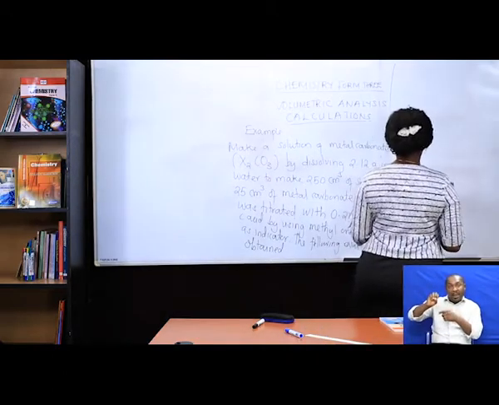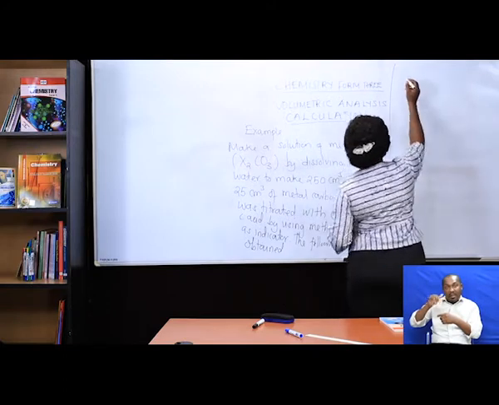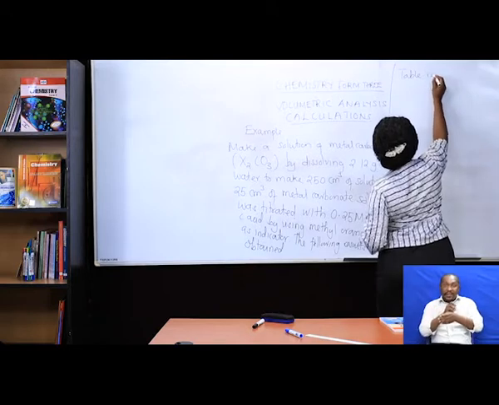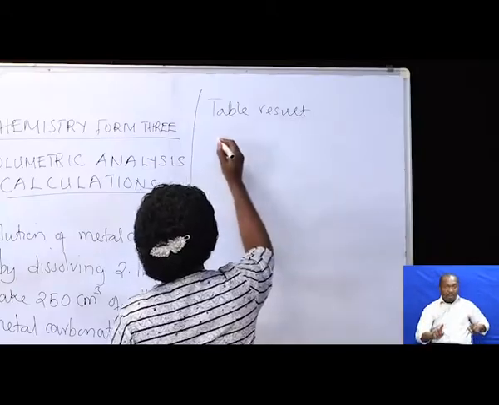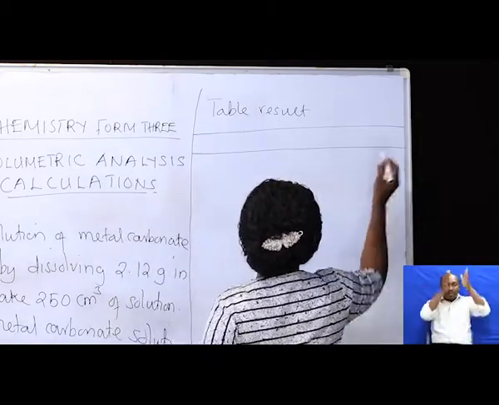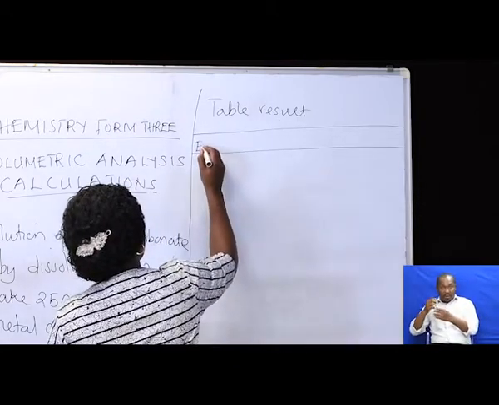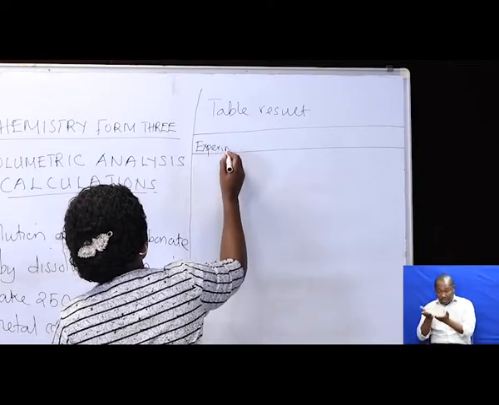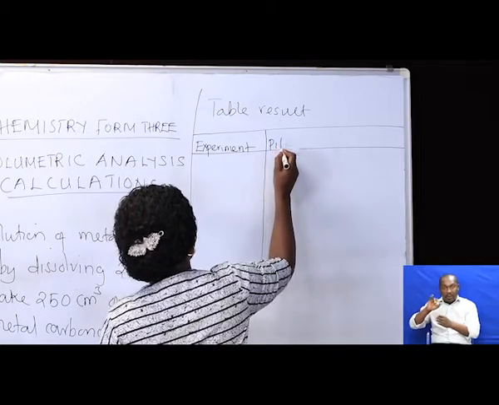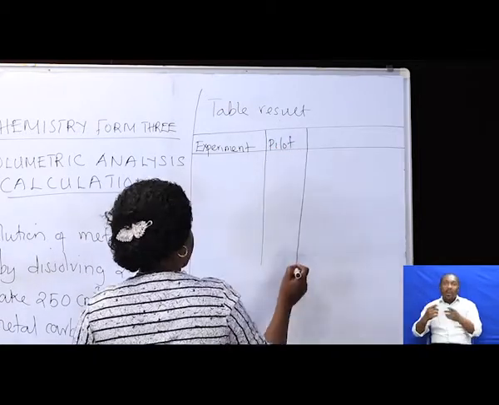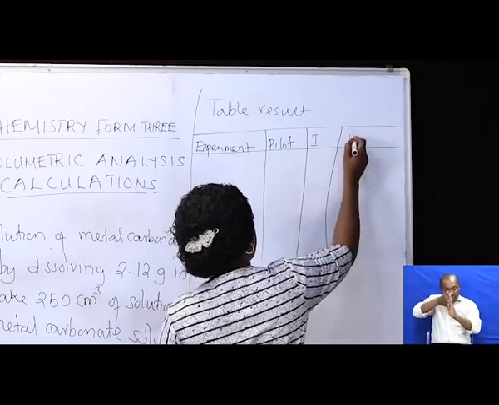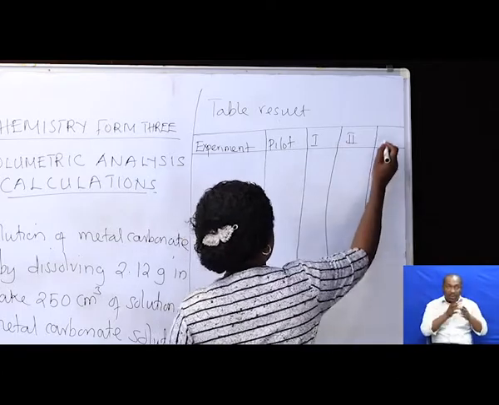And how does the table of results look? This is the table of results obtained after titration. Within our table of results, as I explained, we must have 3 experiments. We must have a pilot as a starting point, the direction where we want to go. And then we conduct experiment 1, experiment 2, and then experiment 3.